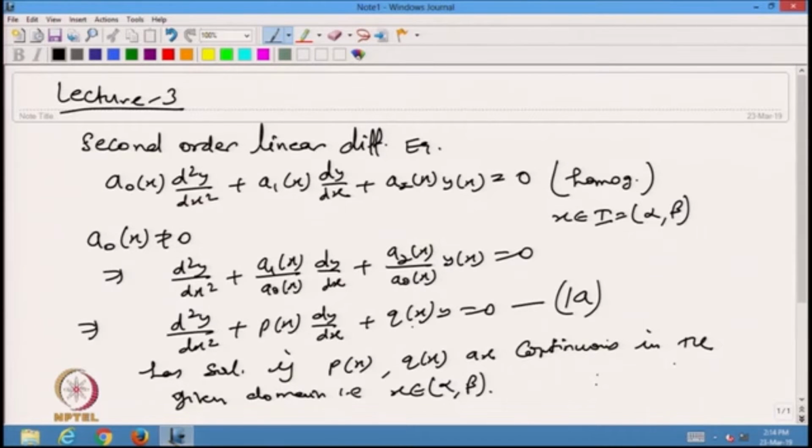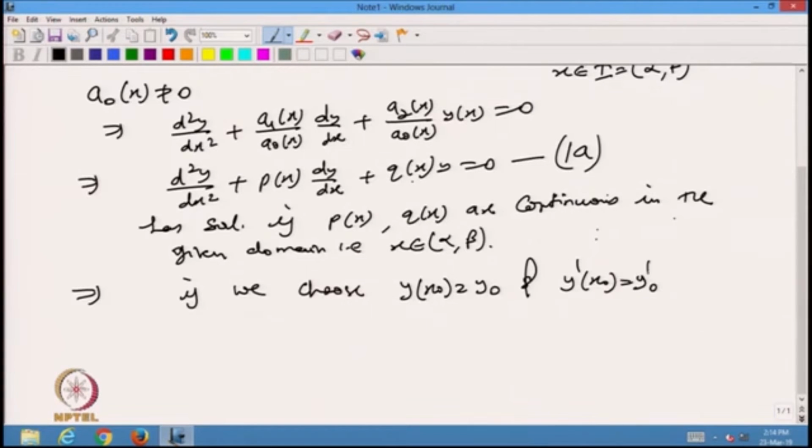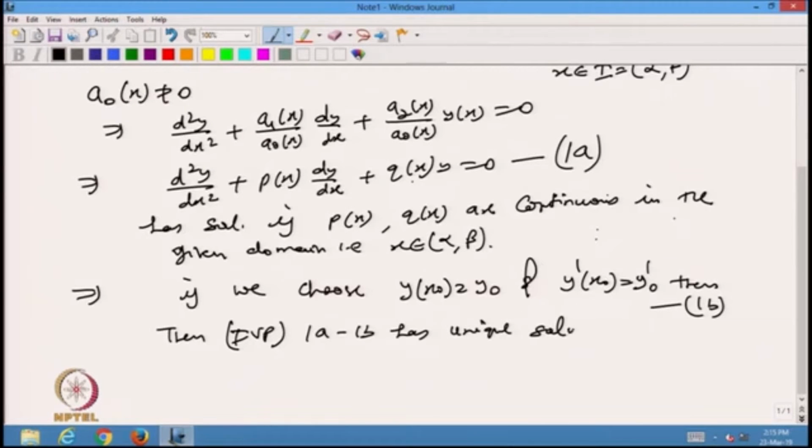Now, if we choose some initial condition, y at x naught is equal to y naught and y dash at x naught is equal to y naught dash, which I call 1b, then the initial value problem, that is 1a and 1b, has a unique solution in the given domain, that is between alpha and beta.